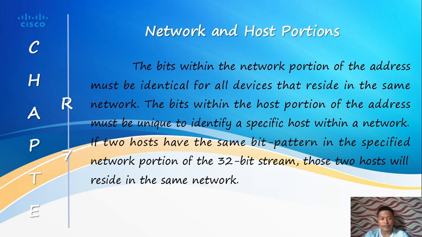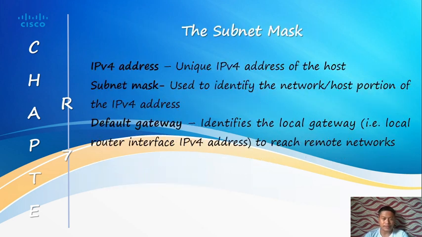Network and host portion. The bits within the network portion of the address must be identical for all devices that reside in the same network. The bits within the host portion of the address must be unique to identify a specific host within a network. If two hosts have the same bit pattern in the specific network portion of the 32-bit stream, those two hosts will reside in the same network.